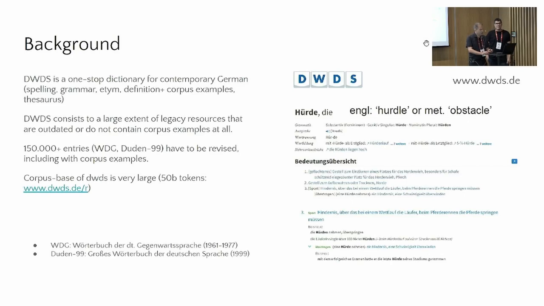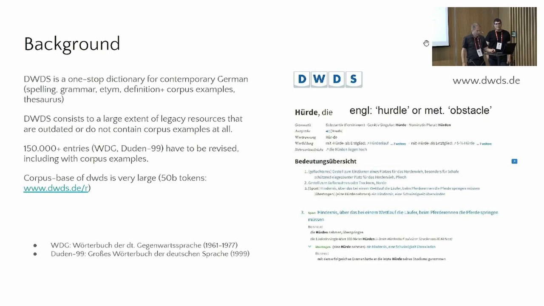So we have, to a large extent, legacy dictionary resources that we have to recompile because they are outdated. Some of them were compiled between 1960 and the 70s, this is the WDG, and the other one is the Duden 99, the 99 version. This is the last printed version of the Duden, the 10-volume version. We have put both together into our dictionary database. For the WDG, we have outdated examples. And for the Duden, we are not even allowed to present the examples for copyright reasons. So we have to replace all these things.